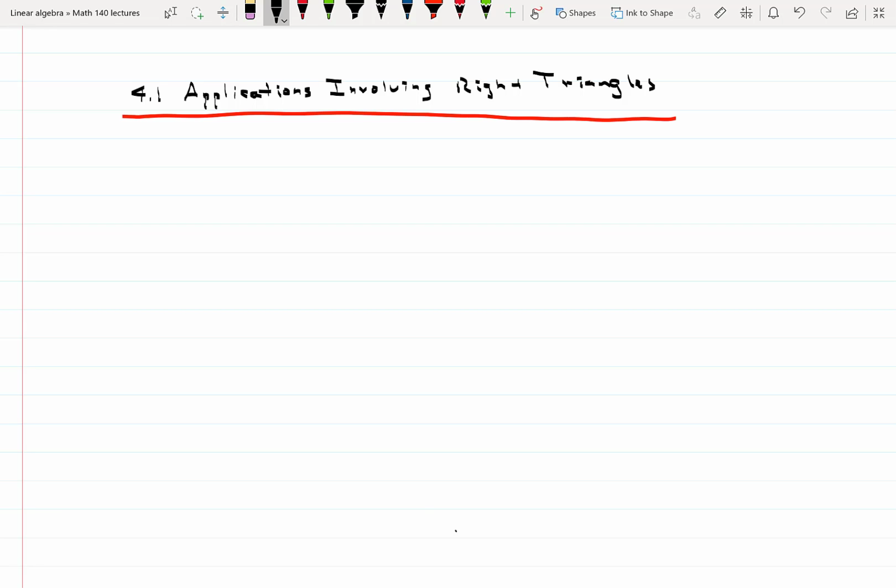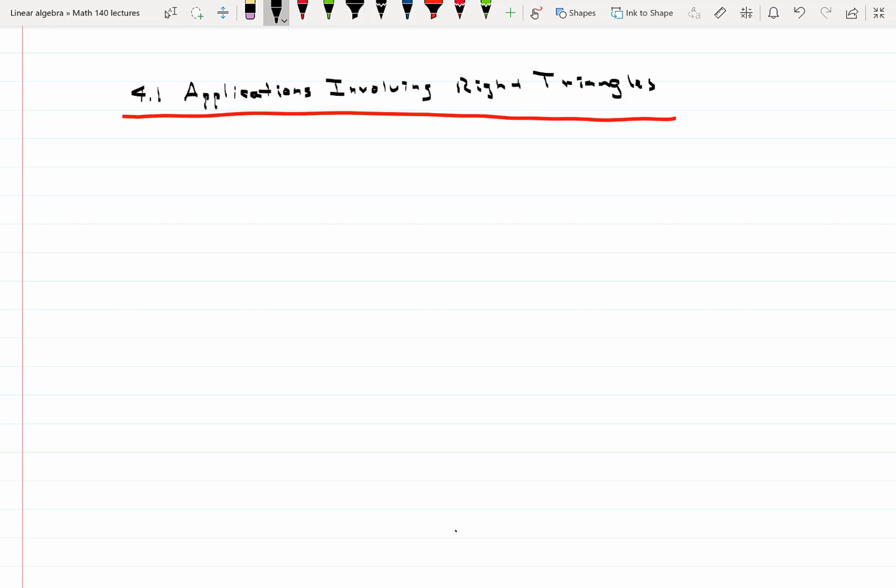Applications are word problems, and word problems are very, very difficult to master. After 30 years of teaching, I still haven't mastered word problems. So that gives you an idea that you can get better at them, but they take a lot of practice. Anyway, enough of that. So let's get started.